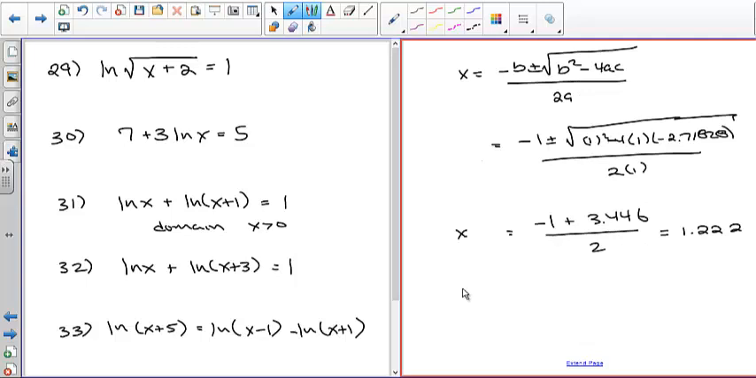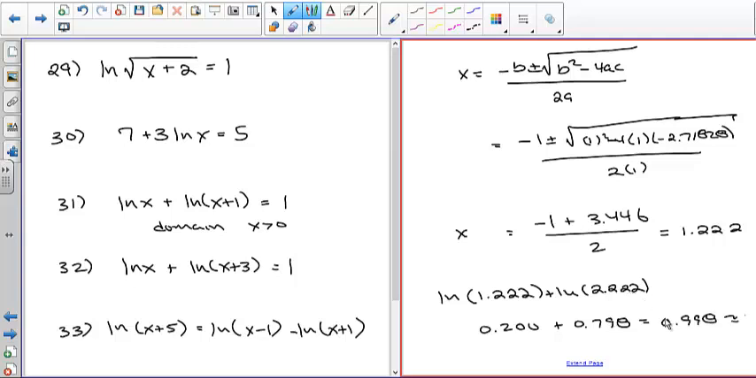So let's try that. The natural log of 1.222 plus the natural log of 2.222. So the natural log of 1.222 is 0.200, and the natural log of 2.222 is 0.798, and add those together and you get 0.998, which is approximately equal to 1. So that works.